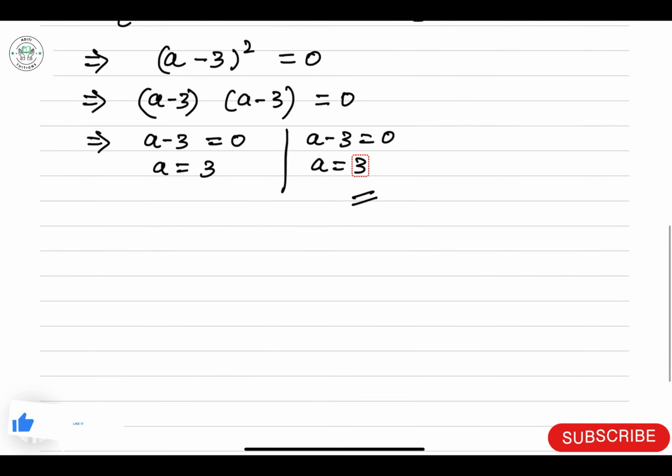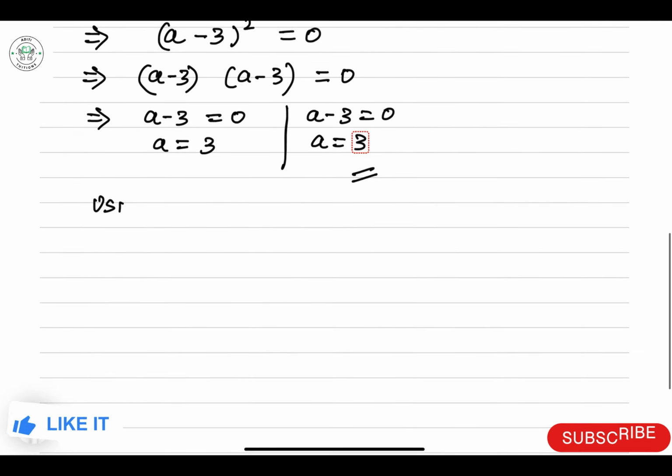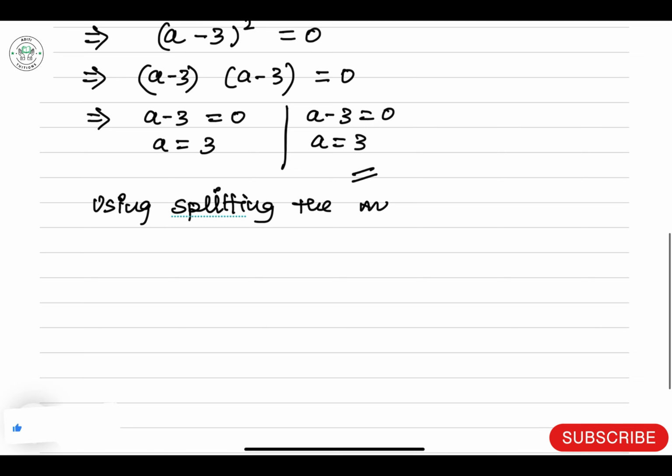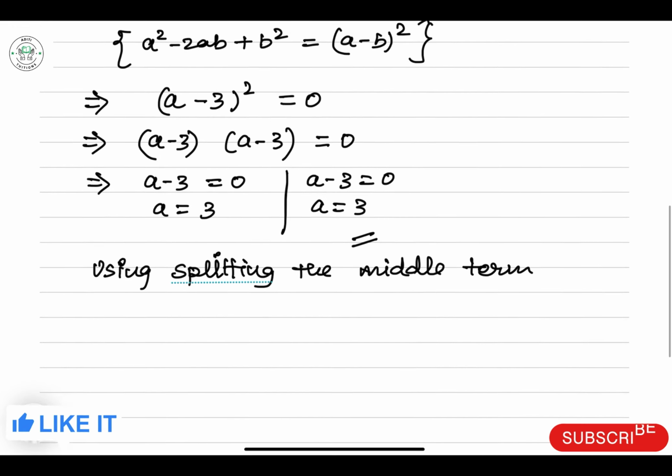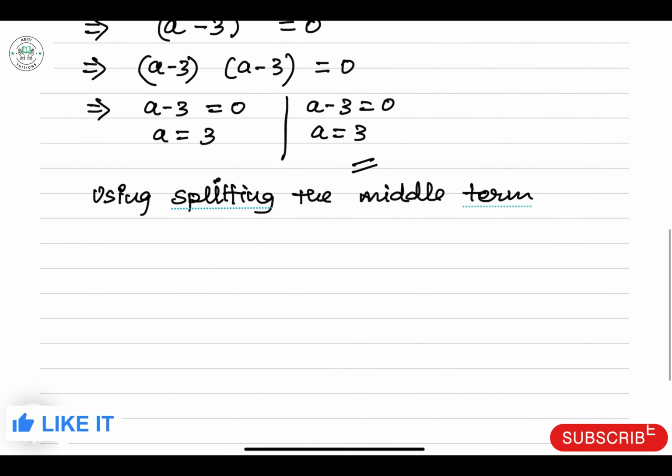Second, I'm going to show you using splitting the middle term. So how to solve that same equation using splitting the middle term, I'm going to show you. So the equation which I have is a square minus 6a plus 9 is equals to 0.